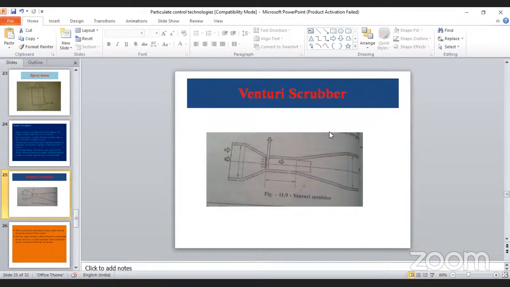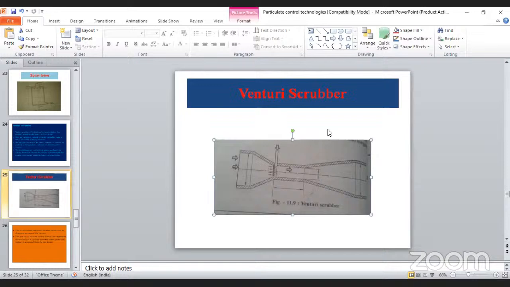So to remove such a particle, we have to introduce this unit. And after collecting such a material, again it has to be filtered through the cyclone filter. Then it can be rejected or sent into the atmosphere. This Venturi scrubber is a very important question, and they will ask it in the big question also.